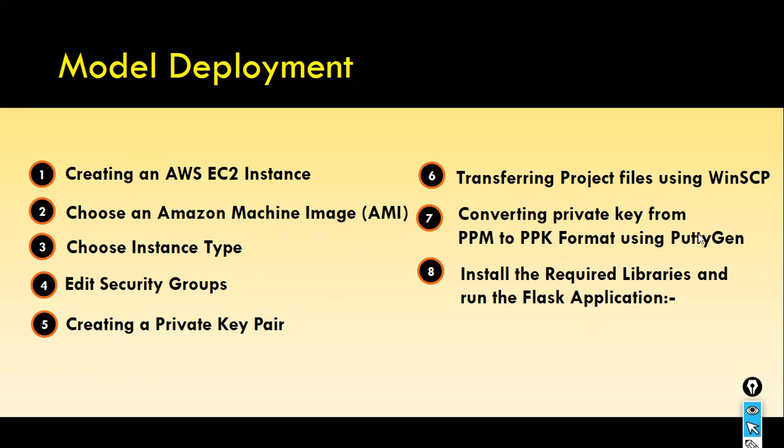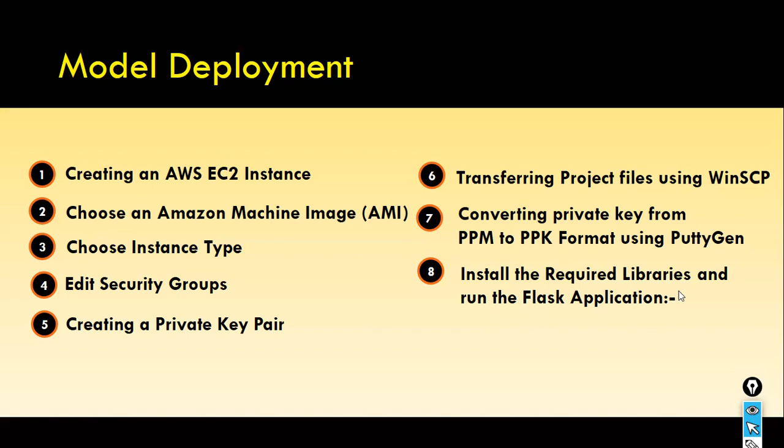And then you need to convert your private key from PEM to PPK format. For that you need to use a utility called PuTTYgen. This is actually a PEM file, not PPM: PEM to PPK format. In order to convert this, you need to use something called PuTTYgen. PuTTYgen is helpful to convert your private key pair .pem file to a PPK file. With that only, you should be able to connect to the Amazon cloud service, the EC2 instance, using your Putty tool.